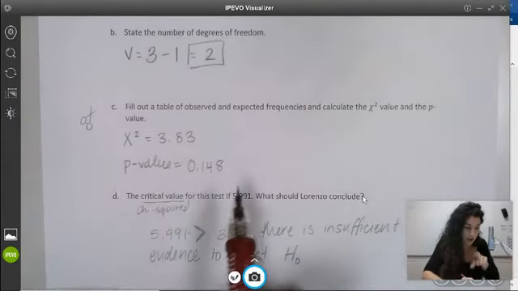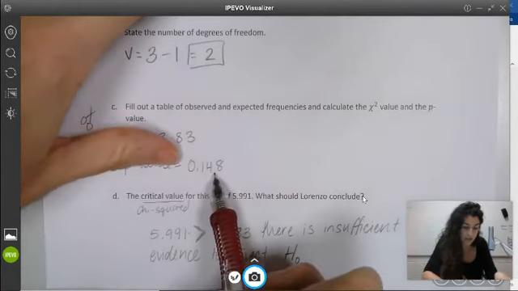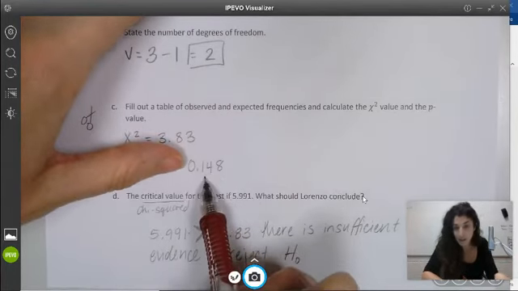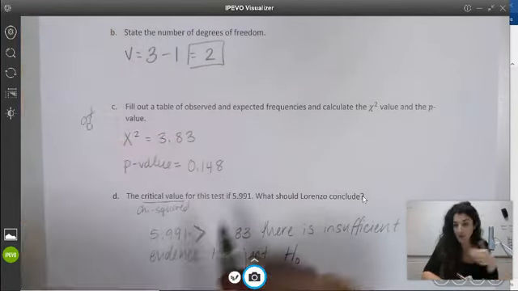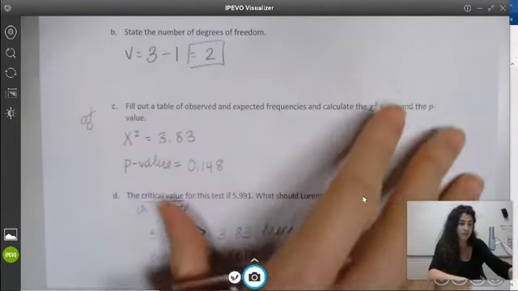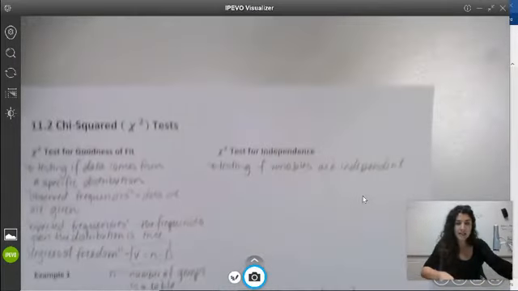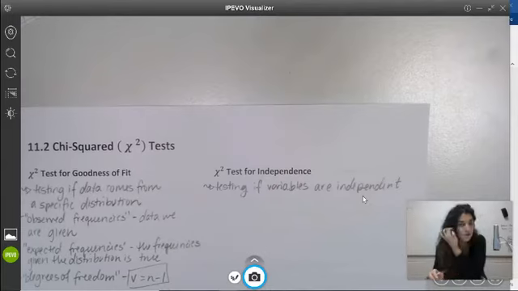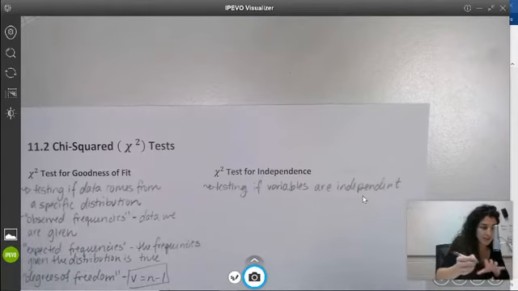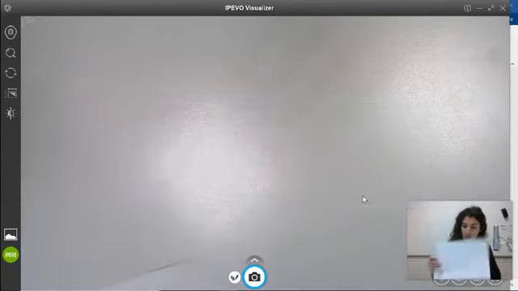So we compare our chi-squared value to our critical value, and we compare our p-value to our significance level, which notice here that our significance level was 5%, and our p-value here is greater than 5%, which is another reason why we would not have sufficient evidence. And here's just kind of a general idea of when to reject and when not to reject. To keep in mind, I would recommend writing it at the top of your notes.